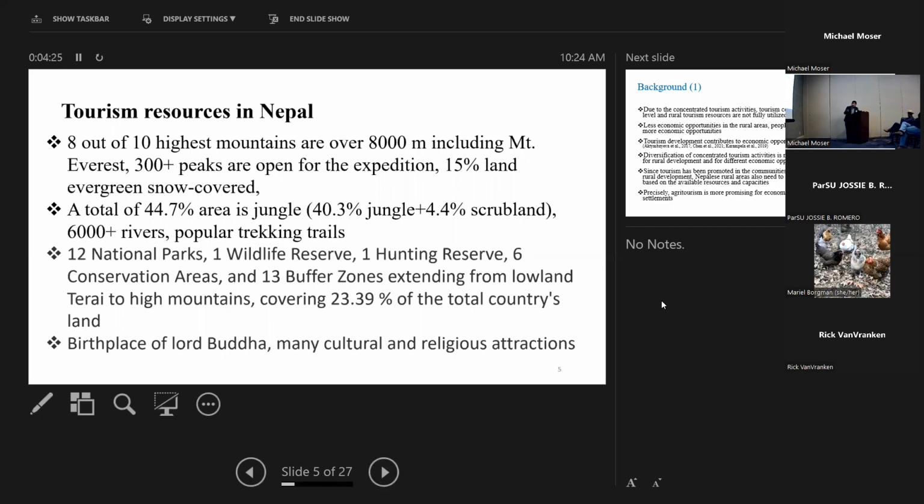We have 44% of the area covered by jungle. We have 600 plus rivers for the whitewater rafting and whitewater activities in Nepal. We also have different popular trekking trails, national parks, wildlife reserves, and so on. And only the national parks and wildlife reserves by themselves cover 23% in Nepal. We also have many religious and cultural destinations as well.